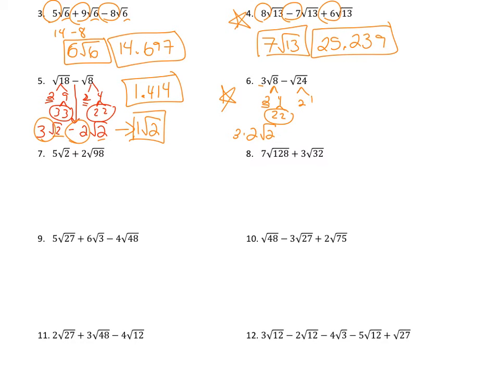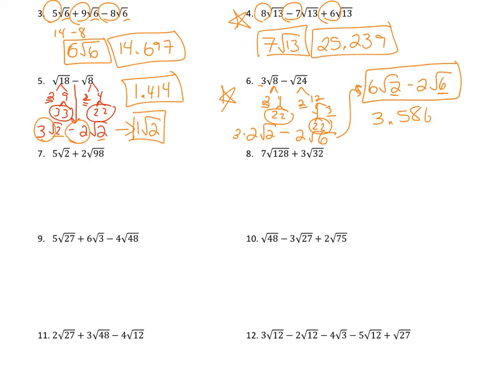For 24, you could use a 2 and a 12. 12 would give us a 4 and a 3. So I have a pair of 2's that would be on the outside. My 2 and 3 multiply back together on the inside to become a 6. And my sign carries down, so it becomes a minus. So if I simplify this over here, I've got a 6 square root 2 minus 2 square root 6. Now if you notice, they are not the same. So since they're not the same, that's as far as I can go, and that's my answer. I can still find the non-exact answer. If I type that whole thing into my calculator, I get 3.586.